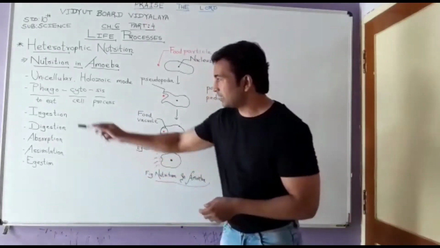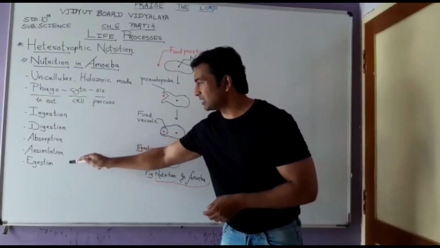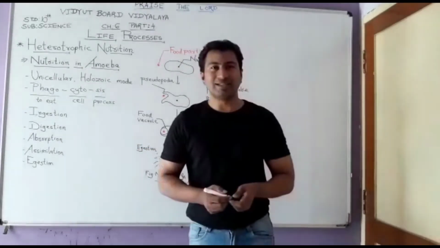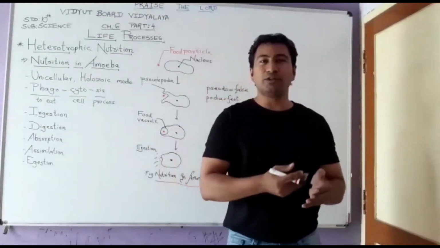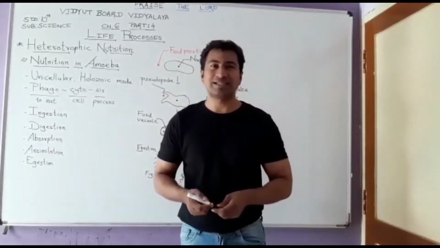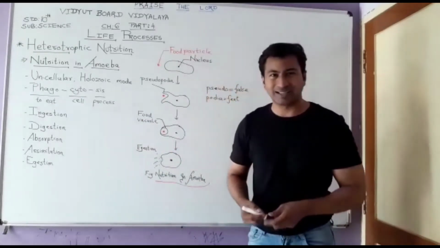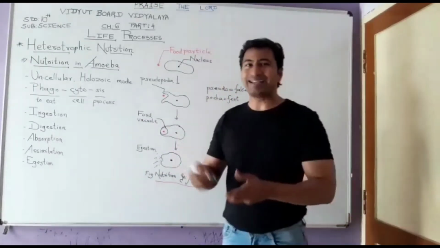Now there are 5 major stages in the nutrition of amoeba. They are ingestion, digestion, absorption, assimilation and egestion. That is right from the intake of the food to the removal of the waste substances, that is the ingestion to egestion. Now let us see from the diagrammatic point of view.